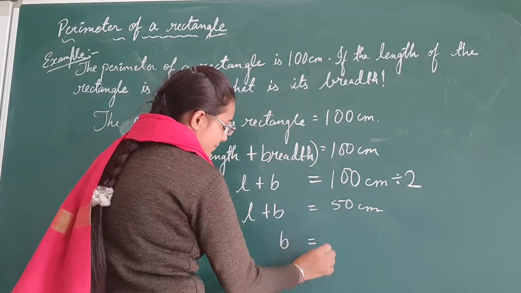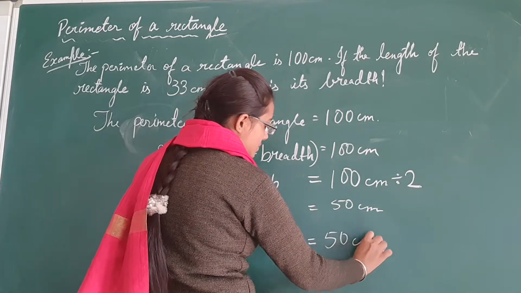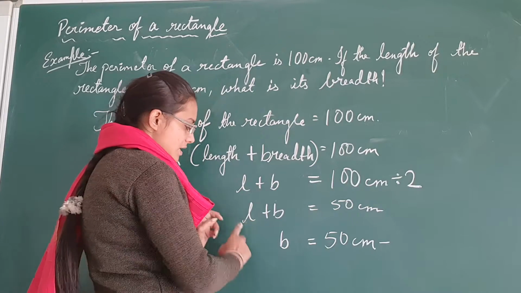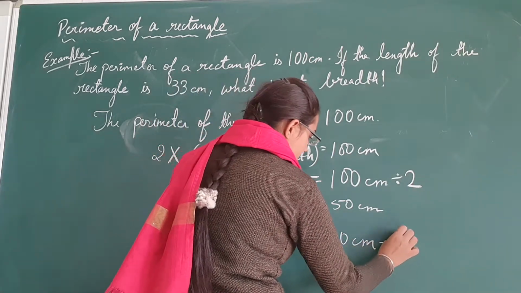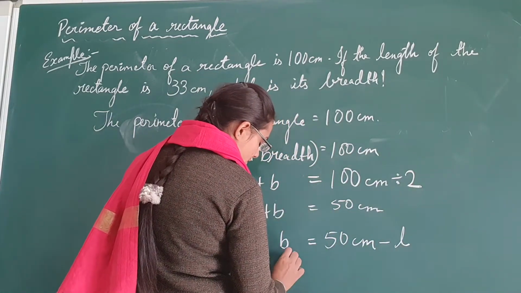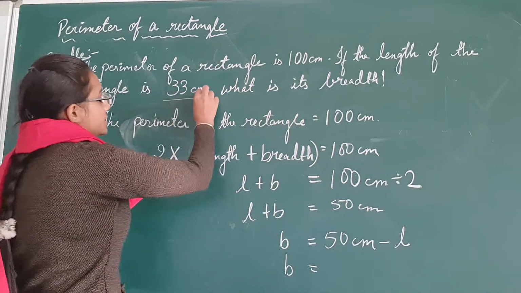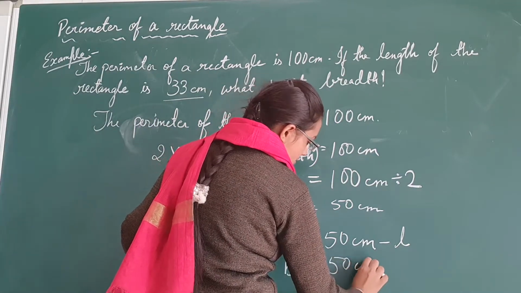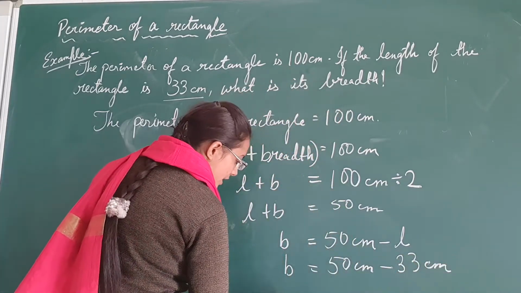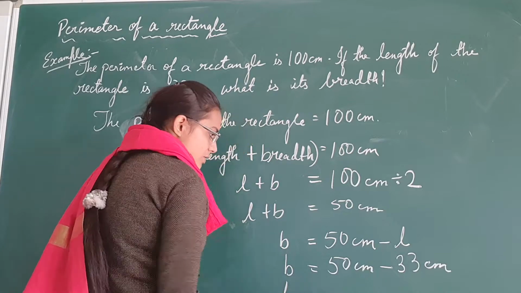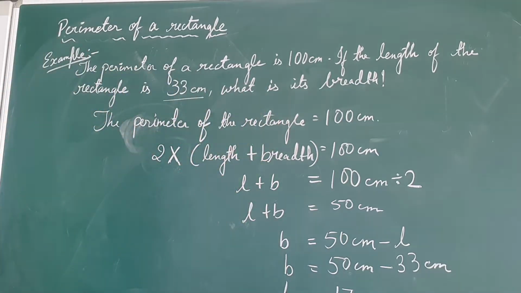Now breadth is what is not given. So we will keep breadth on the left hand side and take the length to the other side. So 50 centimeter minus, since there is no sign there, that means addition, so it will be subtracting length. So breadth is equal to 50 centimeter minus 33 centimeter, since length is given as 33 centimeter. So you will get the breadth as 17 centimeter.